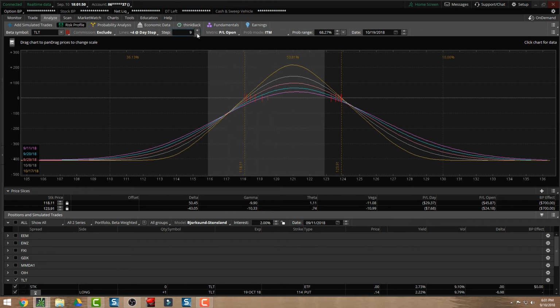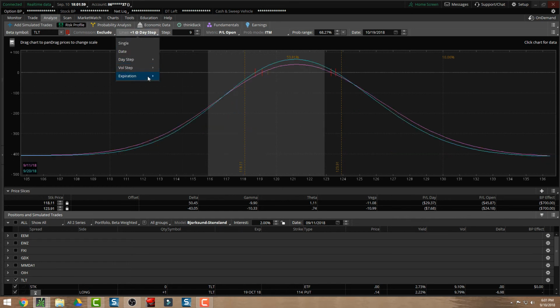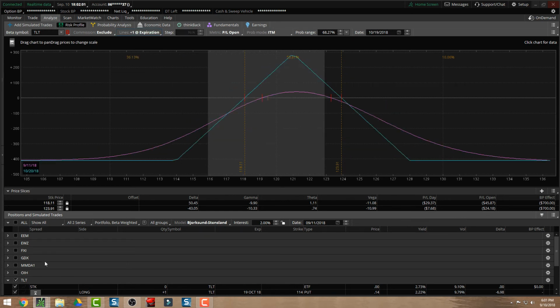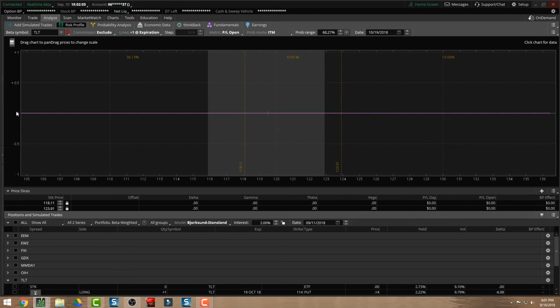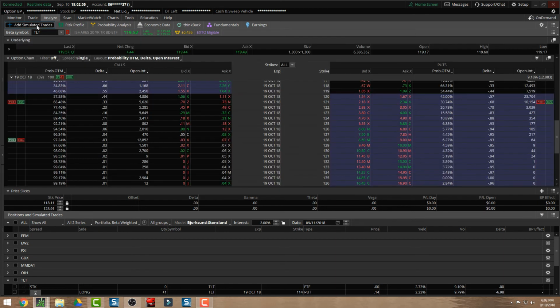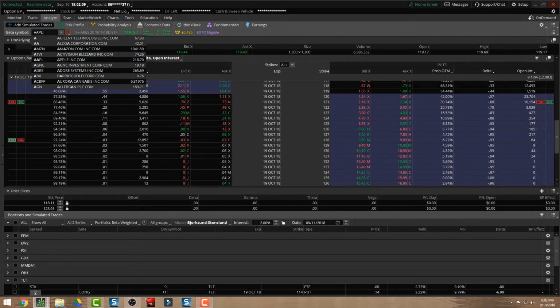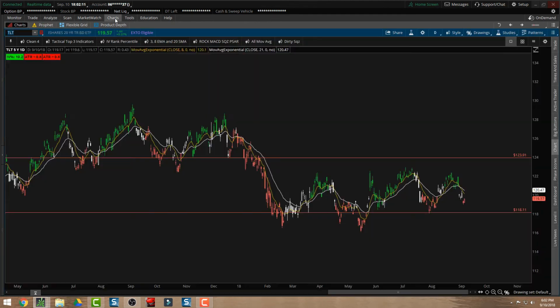Now I want to show you guys how to add a simulated trade. So let's go ahead and take off our trade here in TLT. But let's put this back to the one standard or the one step expiration. And we'll take off our TLT trade. Now let's say we wanted to add a simulated trade. Let's say we're looking at Apple. Type in Apple, we come over here to the Apple chart.